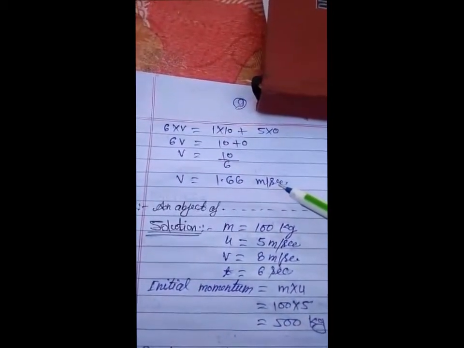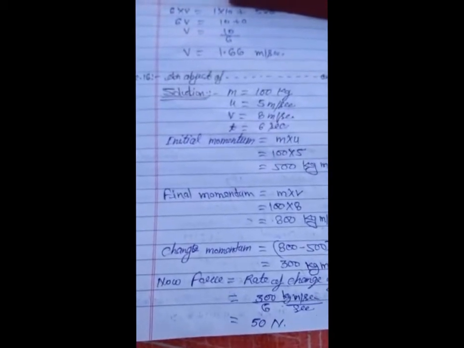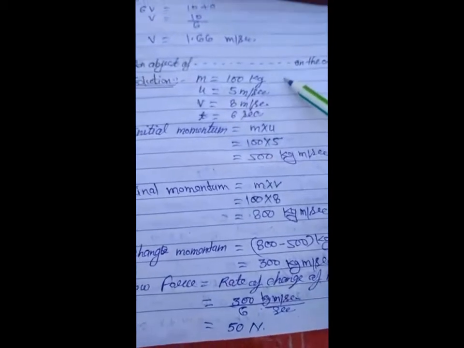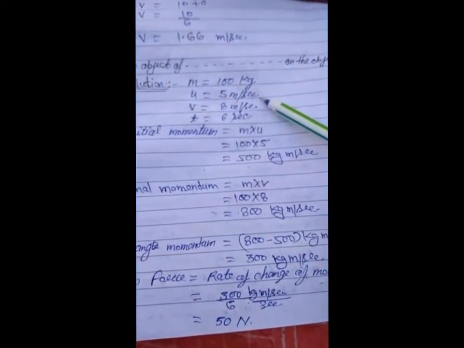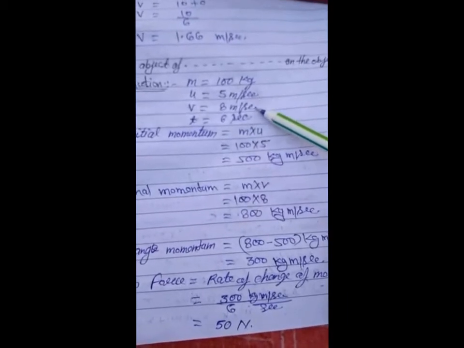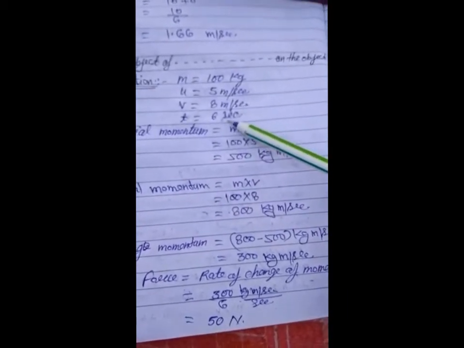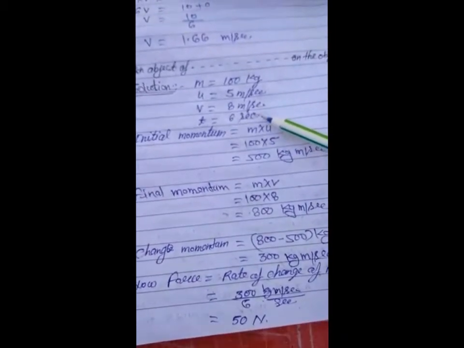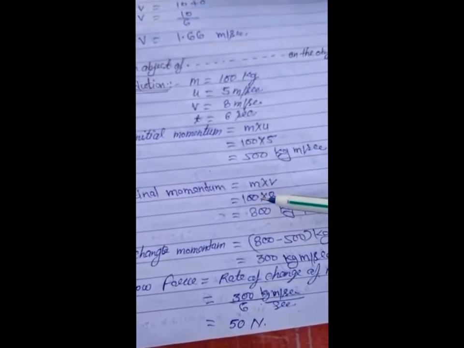Okay. Thank you. Friends, now question number 16: an object of mass 100 kg, that is m, moving with a velocity u of 5 meter per second, and it becomes 8 meter per second in 6 seconds, that is the final velocity, and time is 6. This question asks for the initial momentum, final momentum and force applied on the object.